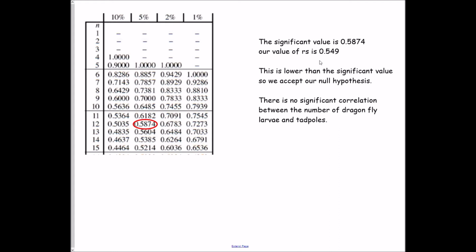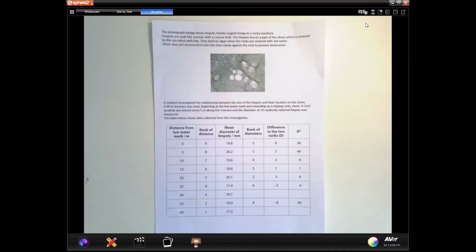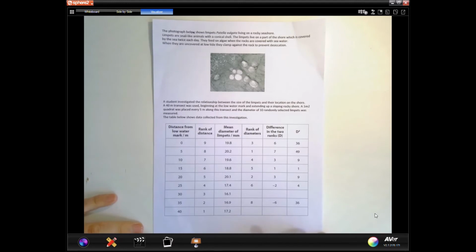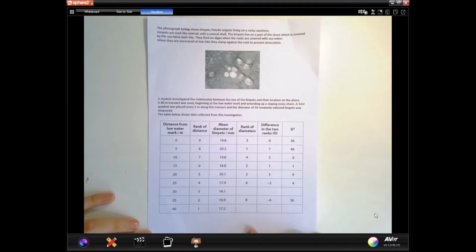Right, I'm now going to show you another example of how to calculate the Spearman's rank correlation coefficient. Okay, so for this example, this is an exam question.